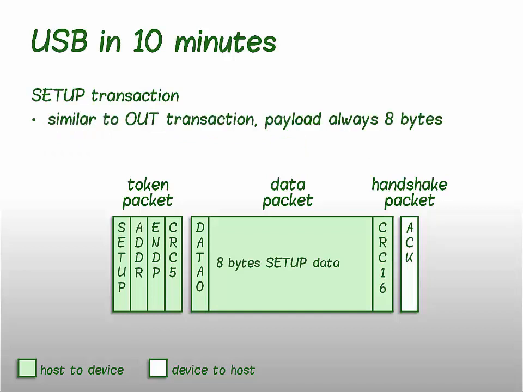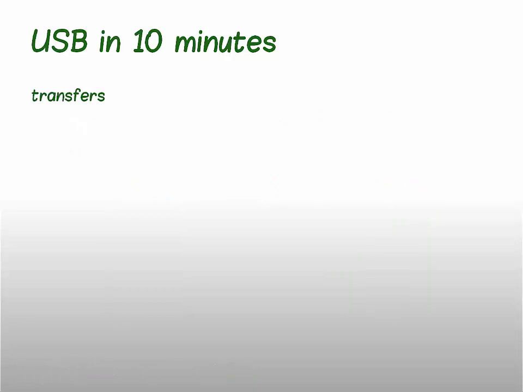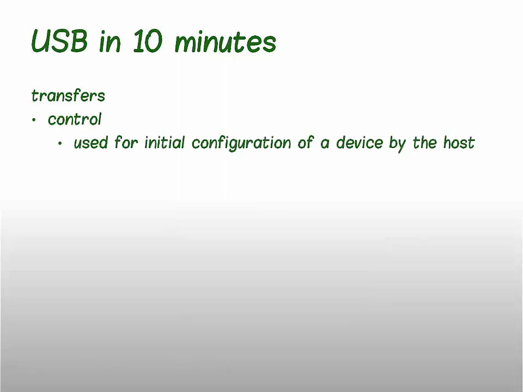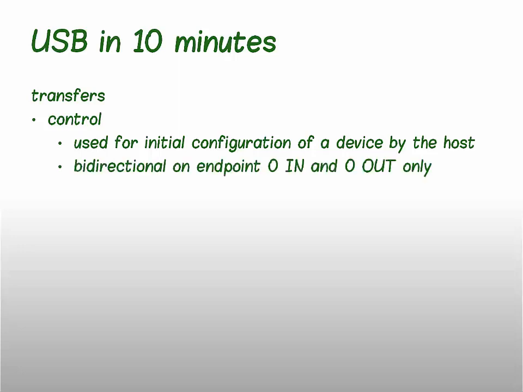It is similar to out transaction, but payload is always 8 bytes long, and only data 0 packet identifier is used. On the highest level, the USB protocol is made of different kinds of transfers. In low-speed USB, we use only two of them: control transfer, used for initialization and configuration of a device, such as assigning its address and selecting the appropriate configuration. Communication takes always place with endpoint 0 in both directions.